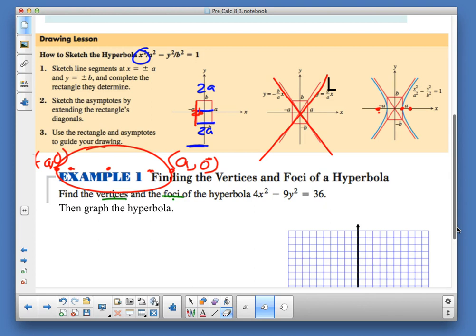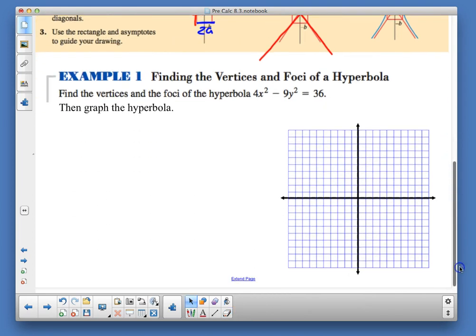Now, for our first one that we're going to do, we're just going to check this out, defining the vertices and foci of the hyperbola. Okay, so we're going to find vertices and foci. Remember, vertices is plus or minus a, 0, or 0, plus or minus a. And the foci is plus or minus c, 0, or 0, plus or minus c, depending on which one's first.